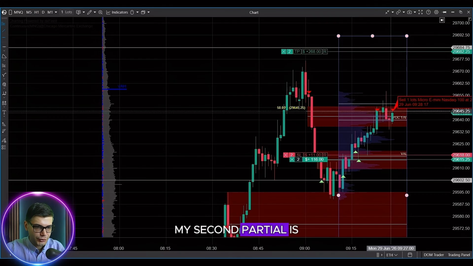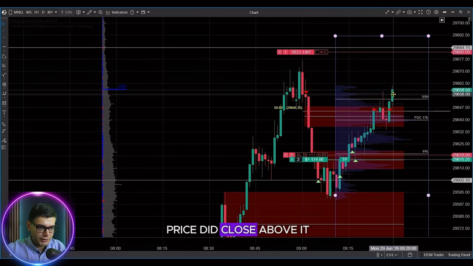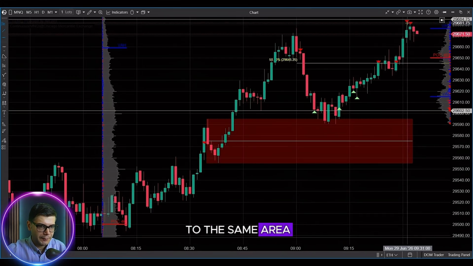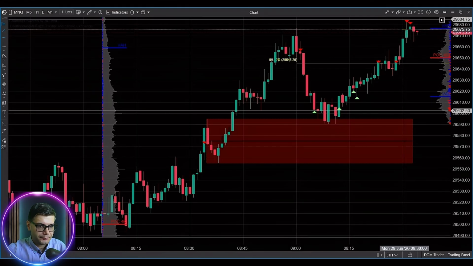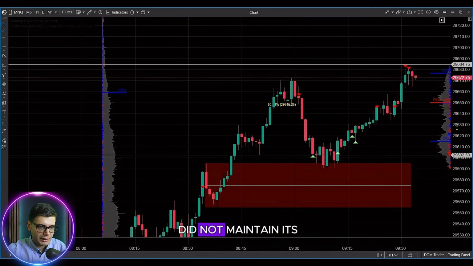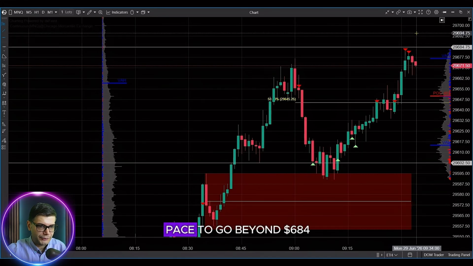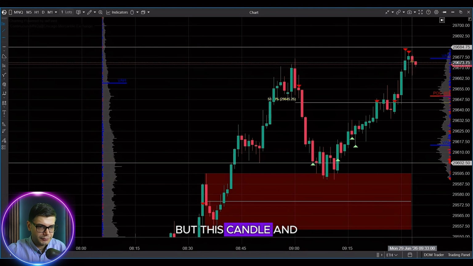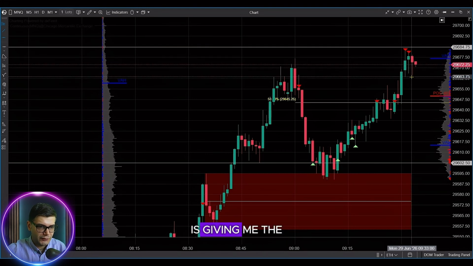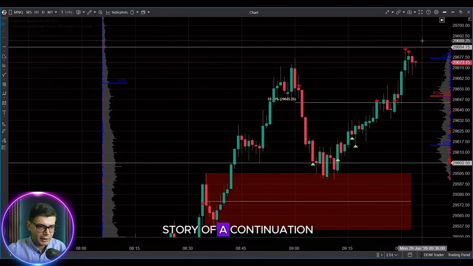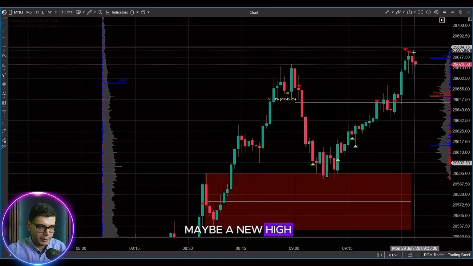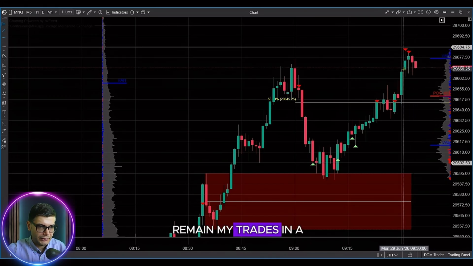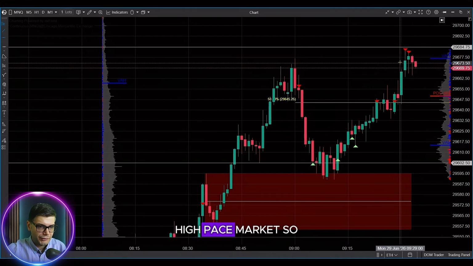My second partial is filled. Over here, the price did close above it. The profit is taken. I moved the stop to the same area and exited the trade, mostly because the price did not maintain its pace to go beyond $684. But this candle and these two tails are giving me the story of a continuation, maybe a new high. But as I said, I would like to remain in trades in a high pace market.